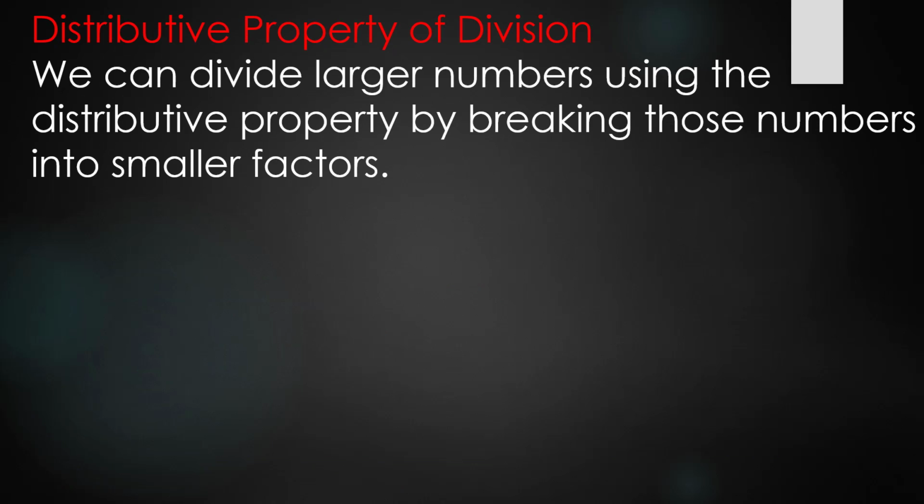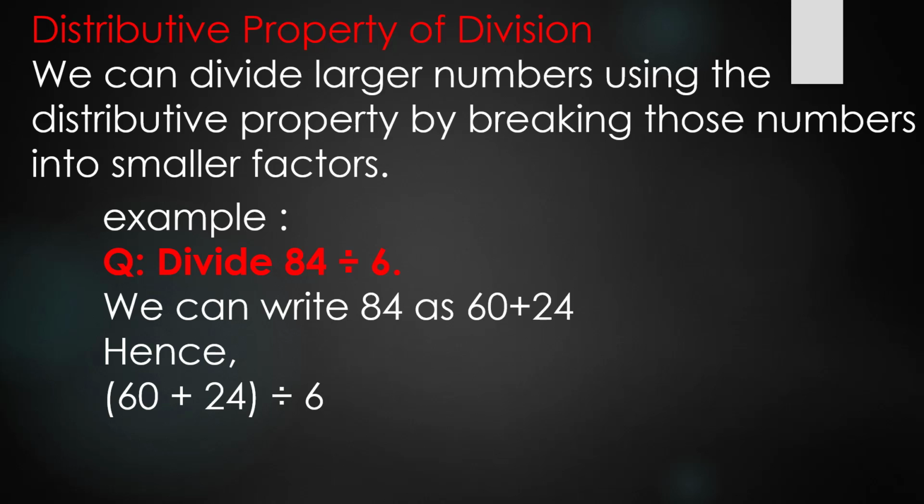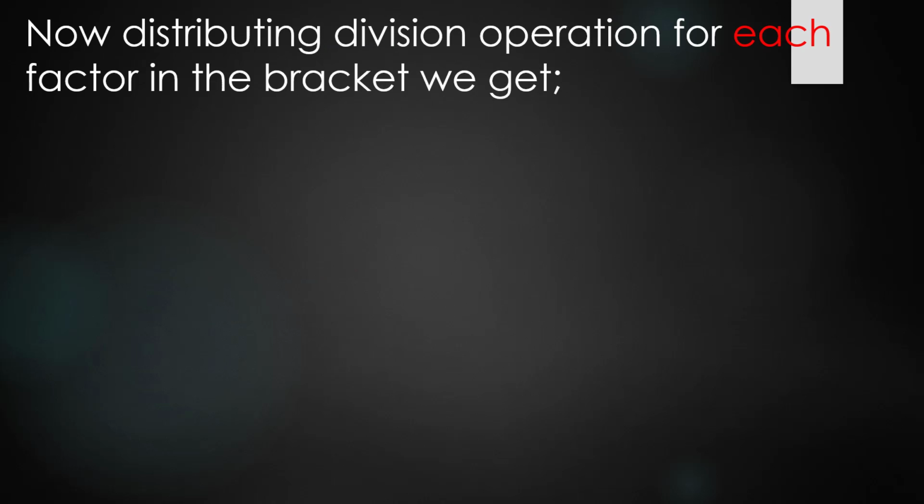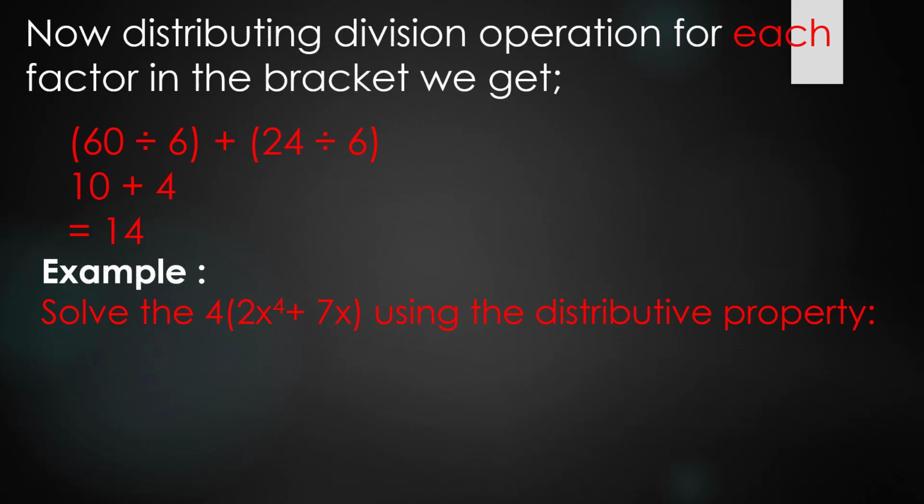Distributive property of division. We can divide larger numbers using the distributive property by breaking those numbers into smaller parts. Let's have an example. Divide 84 by 6. We can write 84 as 60 plus 24. Hence, (60 plus 24) divided by 6. Now distributing the division operation to each term in the bracket, we get 60 divided by 6 which is 10 and 24 divided by 6 which is 4. So that equals 14.